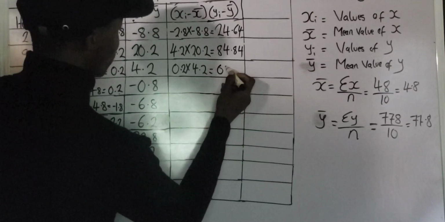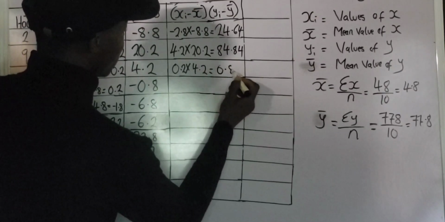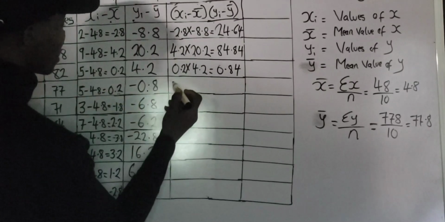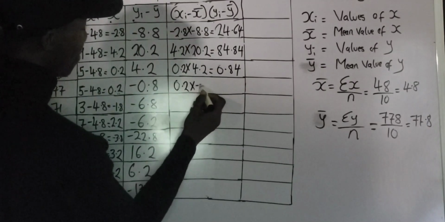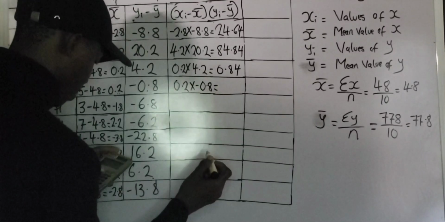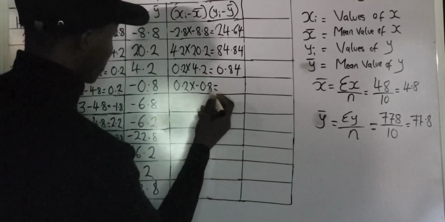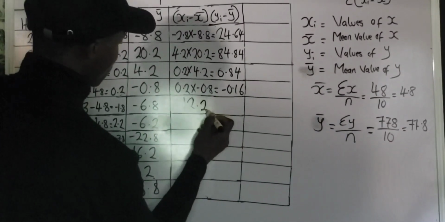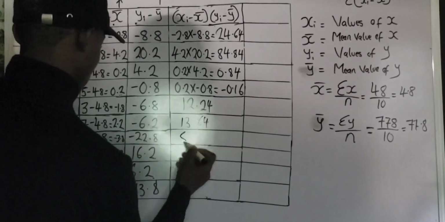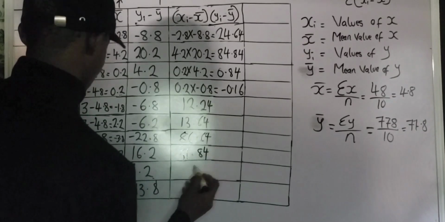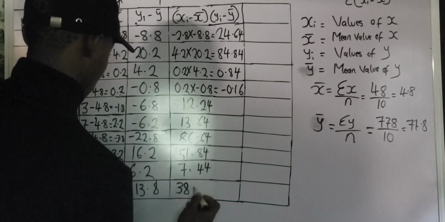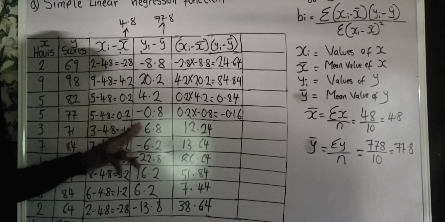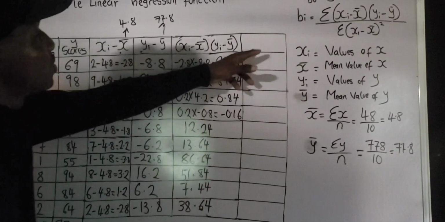That's 0.84. So for these cells, we're going to take the product of 0.2 multiplied by minus 0.8. If you punch your calculator, you're going to get minus 0.16. You understand? So these are the values that I got when I take the product of these cells and these cells. Now let us proceed to the next column.